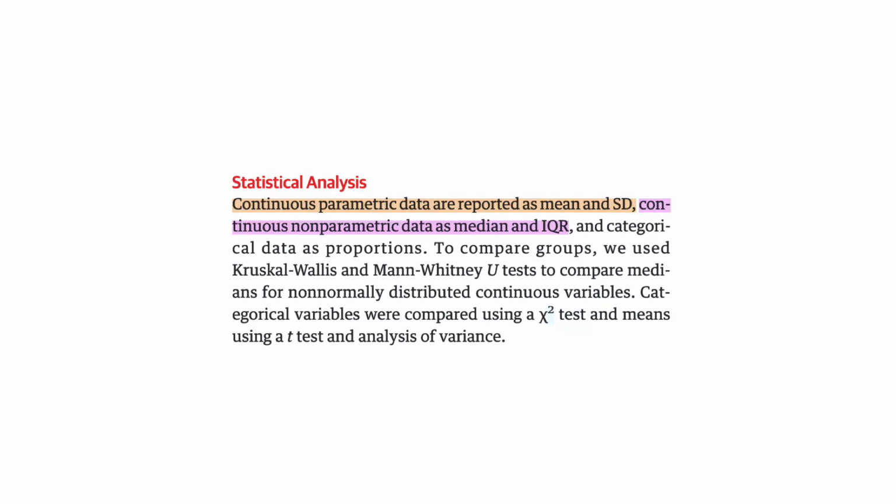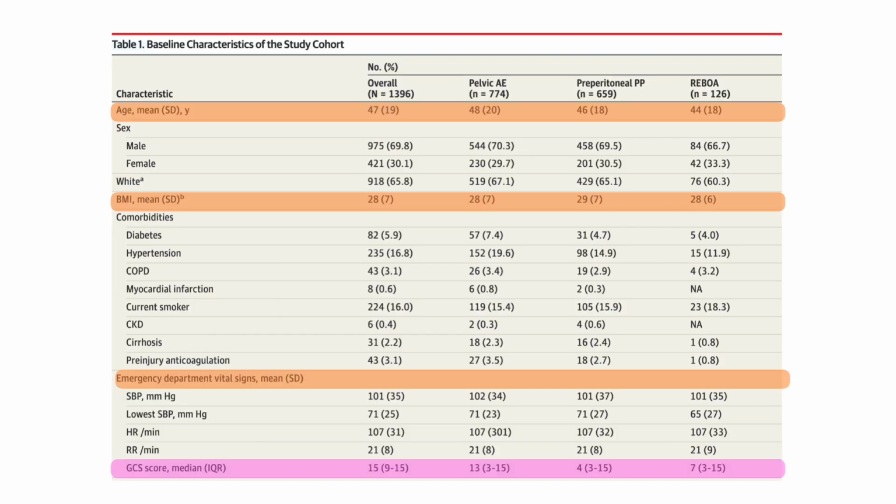And look at this table, for example. They mention here in the statistical analysis that continuous parametric data, so parametric means normally distributed, will be reported as a mean and standard deviation, whilst non-parametric data will be given as a median and interquartile range. And this is the same thing when you look at the baseline characteristics of the study.